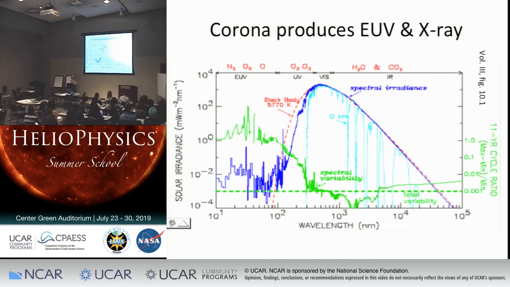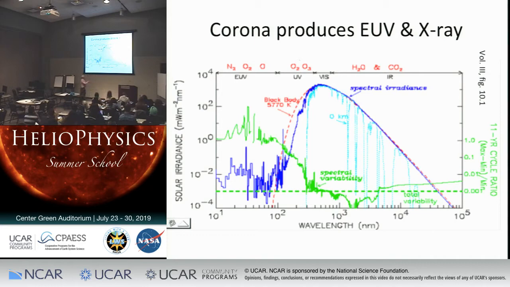This green curve is actually the variability. How much does the brightness vary as a function of sort of day-to-day variation? This is a tenth of a percent variability. Over the visible, the sun is very steady. It does not vary that much. We've already seen, when you get to the X-rays, it varies by basically orders of magnitude, and that's that portion of the curve. So not only is the sun brighter in the visible, it's a lot less variable.